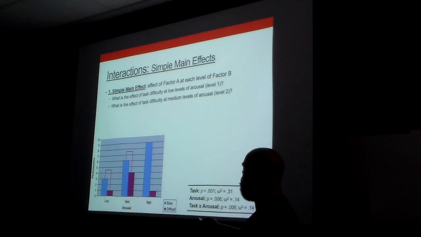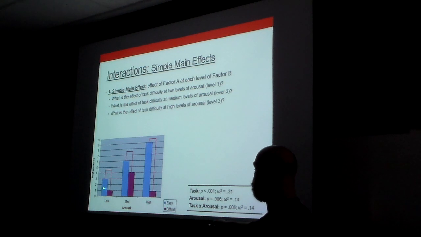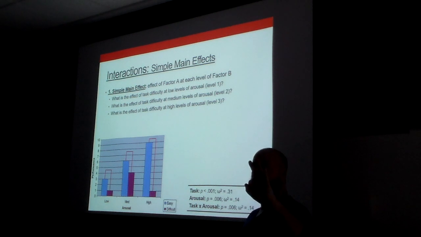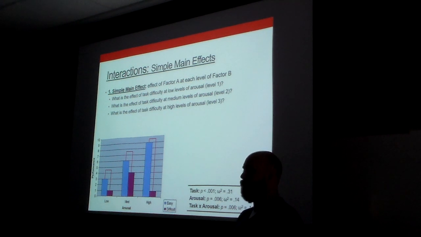I've got 3 different comparisons that I can make here. I can say, what's the effect of task difficulty on performance at low levels of arousal? The effect of task difficulty at medium levels of arousal? The effect of task difficulty at high levels of arousal? So I've got 3 comparisons here that I can make, right? What I'm doing is looking at the effect of factor A at every level of factor B.